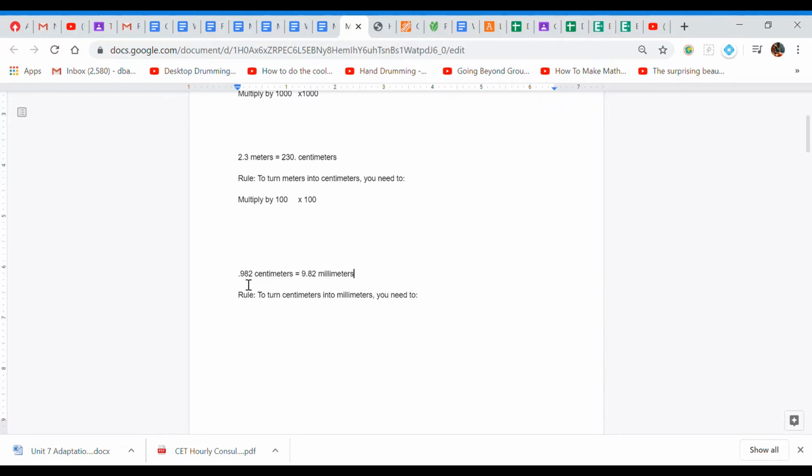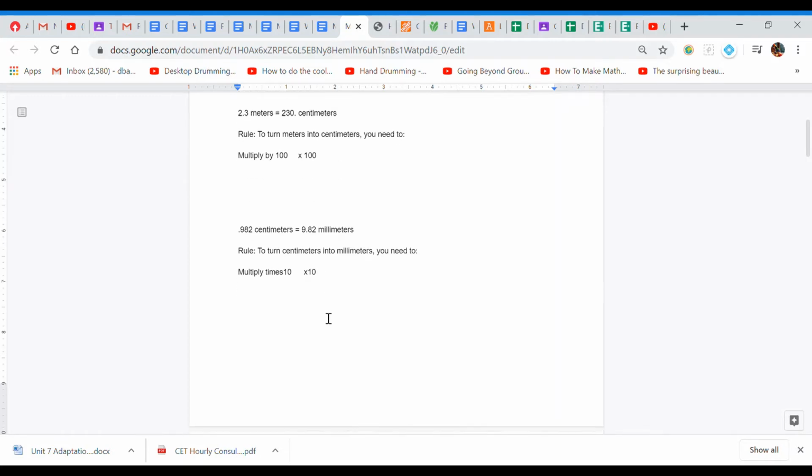So the decimal was here, and now it looks like it's moved 1 space over. 1 space is 1 place value. 1 place value is 1 with 1 zero on it, and that means we're multiplying because it got bigger. Multiply times 10, and I can't spell multiply. Multiply times 10, or just times 10. This means that each centimeter has 10 millimeters in it. It's a group of 10 millimeters.